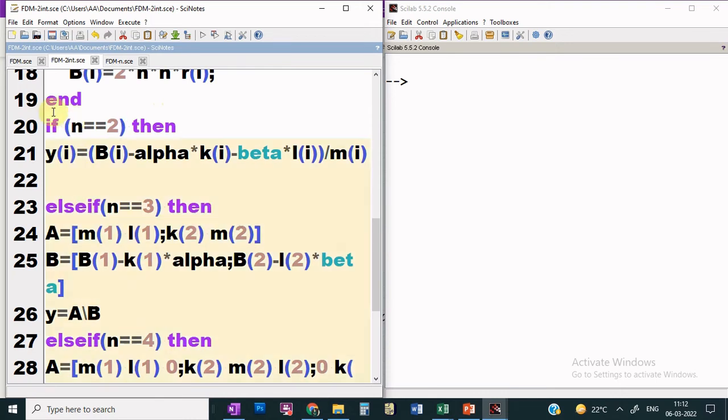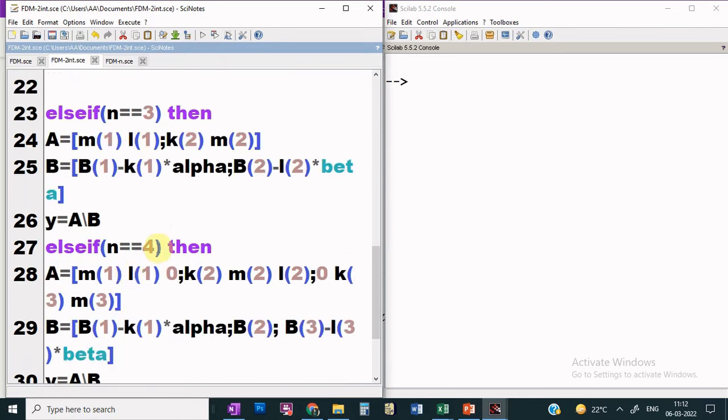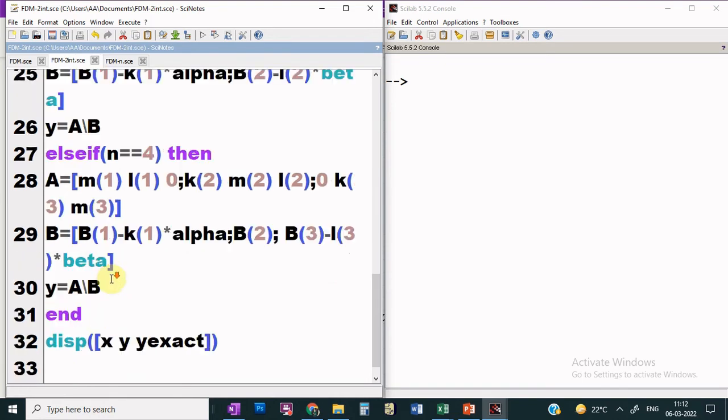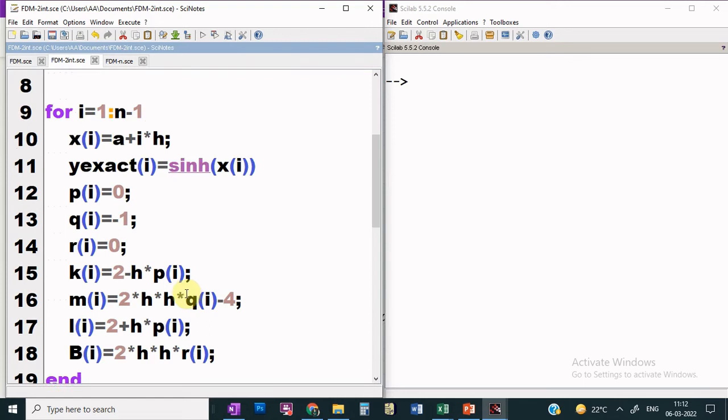And here we have made a small change in the program. If the number of intervals is equal to 2, then this equation will work. And for 3 intervals, the matrix A and B will be used like this as we saw before. And for 4 intervals, we have to simply make the change in the matrix A and B, and this is how the matrix would look. And we'll compute the y value using the left division operator again, and finally we'll display the x coordinate, the y value which is computed using the finite difference method, and the exact value.